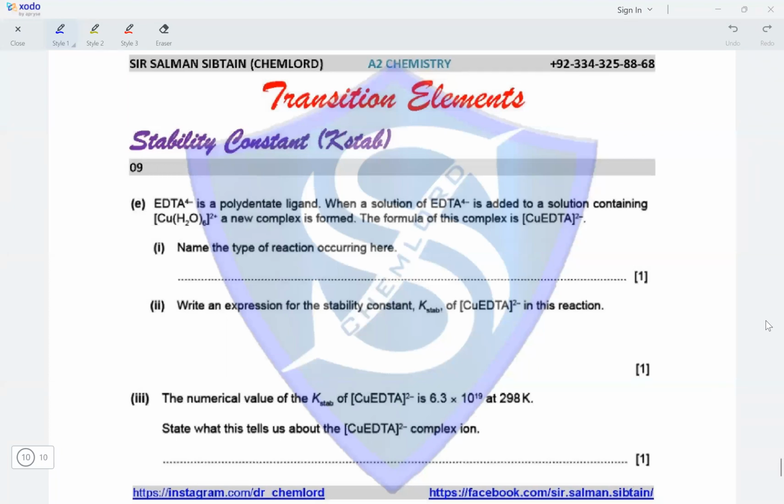Question 9. EDTA4 negative is a polydentate ligand. When a solution of EDTA4 negative is added to a solution containing Cu(H2O)6 2 positive, a new complex is formed. The formula of this complex is CuEDTA whole 2 negative. Name the type of reaction occurring here. So this type of reaction is known as ligand substitution reaction, because water molecules are replaced by EDTA.